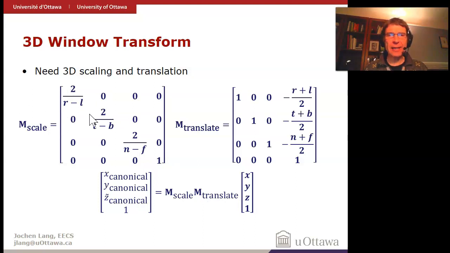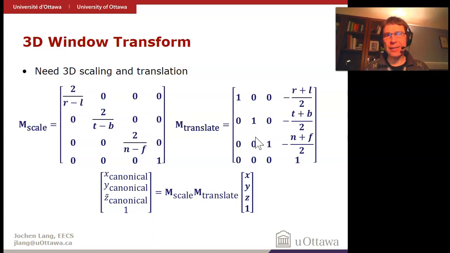What is the scaling? Beforehand, we have a width of our viewing area between the right and left plane, and afterwards this distance should be 2. So I just form these ratios here. Top minus bottom should be 2 afterwards. Near minus far should also be 2. So it's the same here. So this is the scaling we need to scale that rectangular area into a cube with side lengths of 2.